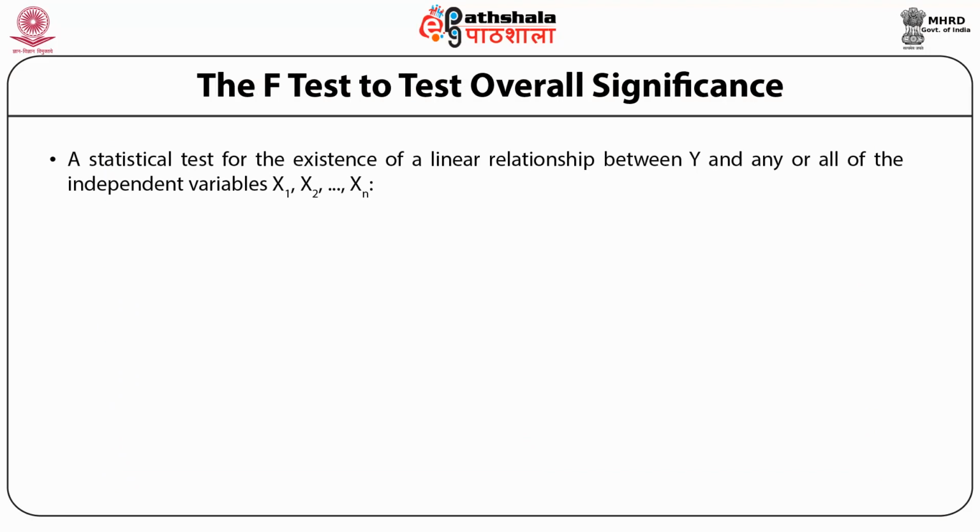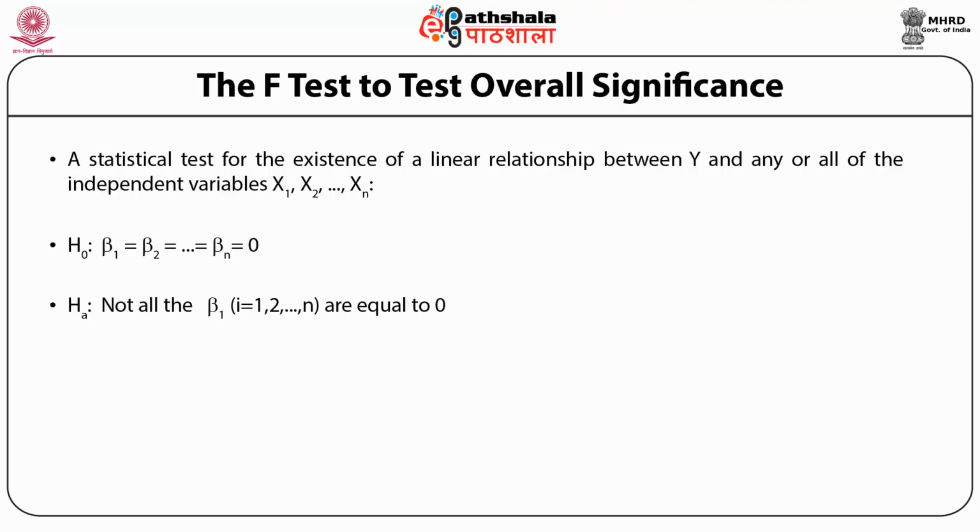F test to test the overall significance. Here we can use the F ratio value to test the overall significance of the model. In the previous module we have already discussed that the F test is used to see the significance of the relationship between the dependent variable and the independent variables. So here the null hypothesis is beta 1 equals beta 2 equals beta 3 equals 0. So we assume that there is no relationship between the dependent variable and any independent variable. And the alternative hypothesis is that there is a significant relationship between the dependent variable and at least one independent variable.